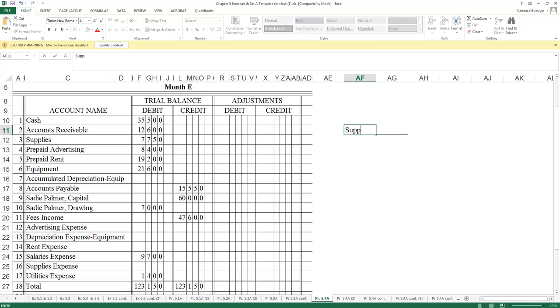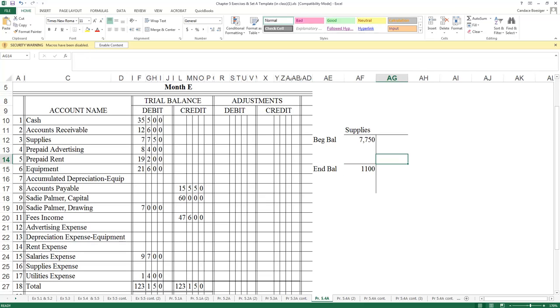Right here I'm going to do supplies. And it says at the very beginning of the month, $7,750 is what we purchased at the beginning of the month. And it tells us that the account balance, after all the transactions during the month, is $1,100. This is our beginning balance, and end balance. So these are both debit balances.